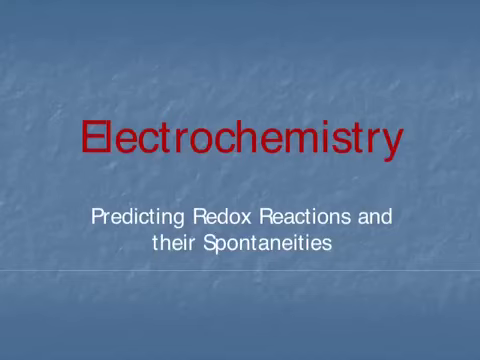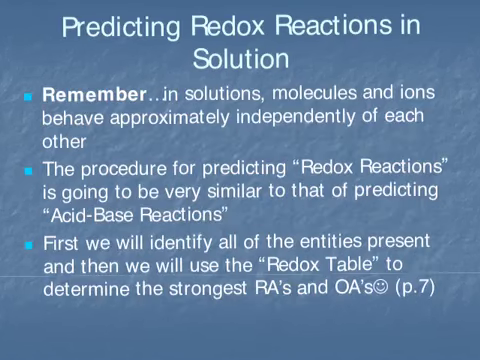So in our last video, we built a reduction half reaction table. We can now use this table to predict whether or not a redox reaction will happen spontaneously. Before we start, it's important to remember that in a solution, molecules and ions act independently.